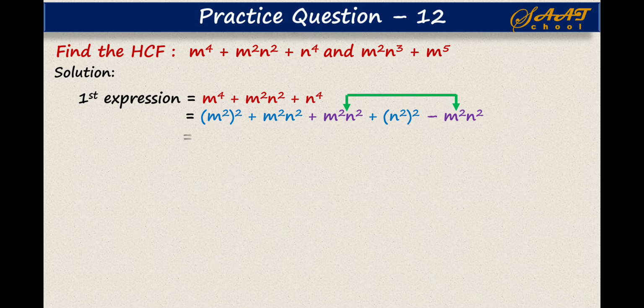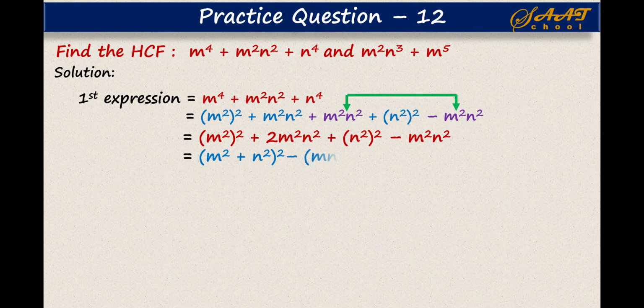Now we can change that into a square plus 2ab plus b square: (m square) whole square plus 2m square n square, that gives you 2m square n square, plus (n square) whole square, and the last term minus m square n square. Now the first three terms are in the form of a square plus 2ab plus b square, which can be written as (m square plus n square) whole square.